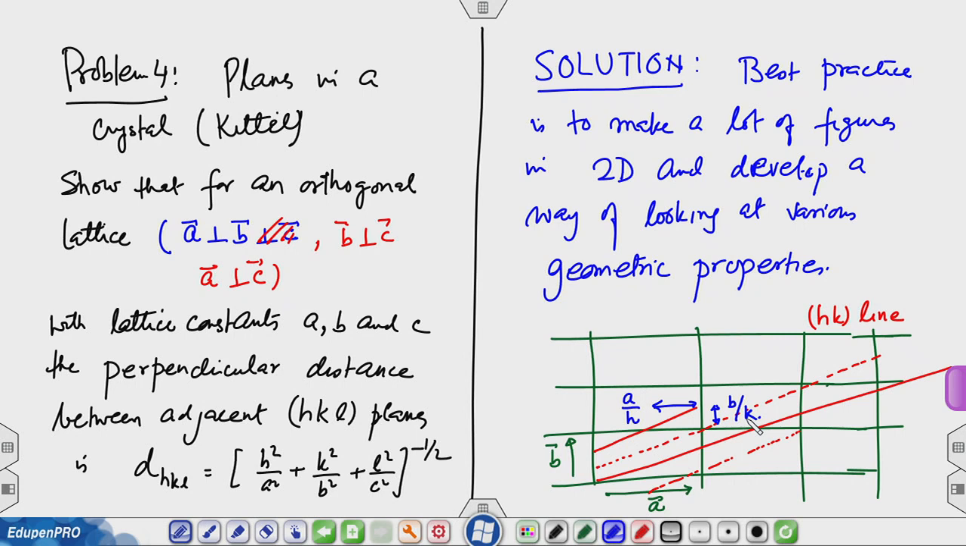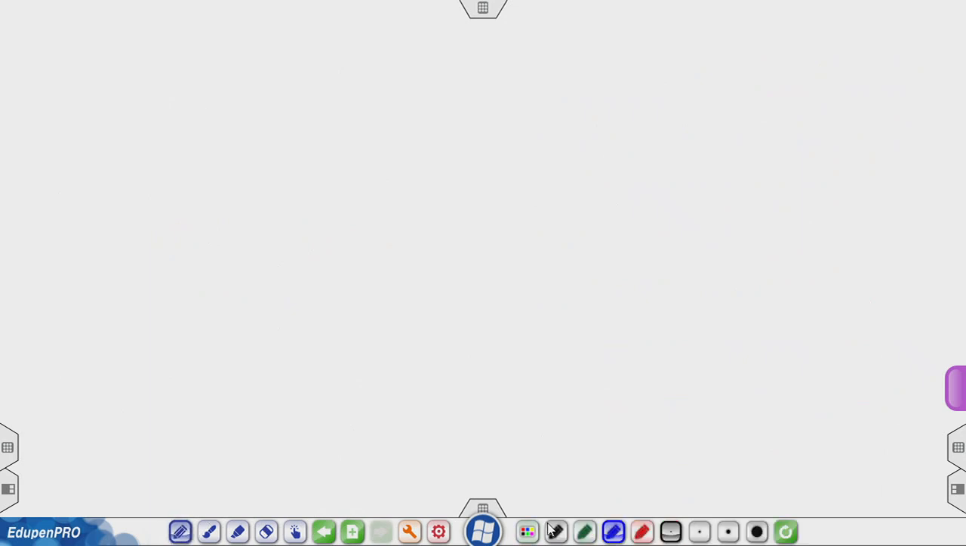Same thing I can do in 3D. Distances will become A over H, B over K and C over L. So, please do this game, draw it on a sheet of paper and see what happens, right. Then you can do the vectors and all those rather easily.